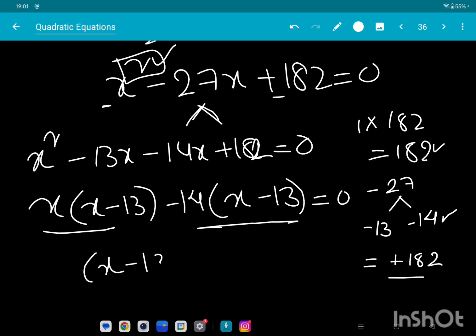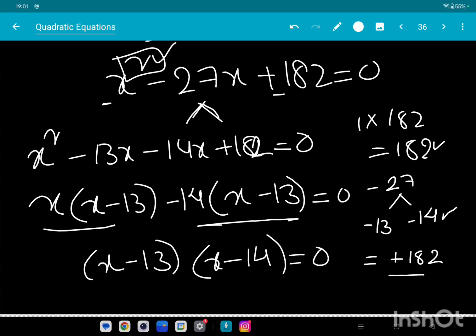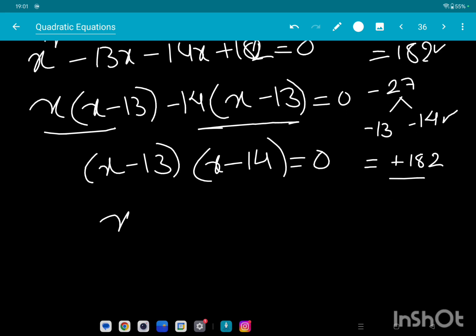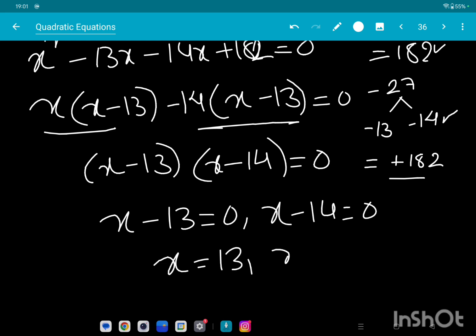If I take x minus 13 as common, then what are the remaining terms? x minus 14 is equal to 0. So here x minus 13 is equal to 0 and x minus 14 is equal to 0. So the x value is 13 and also the x value is 14. So one of the numbers is 13 and another number is 14.